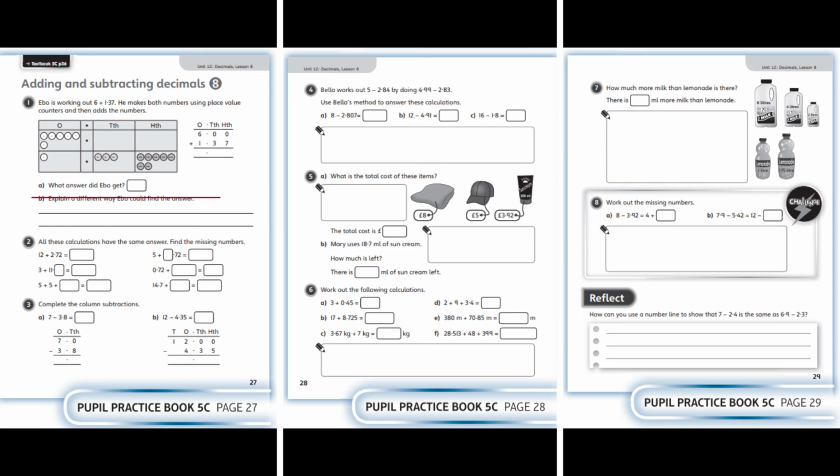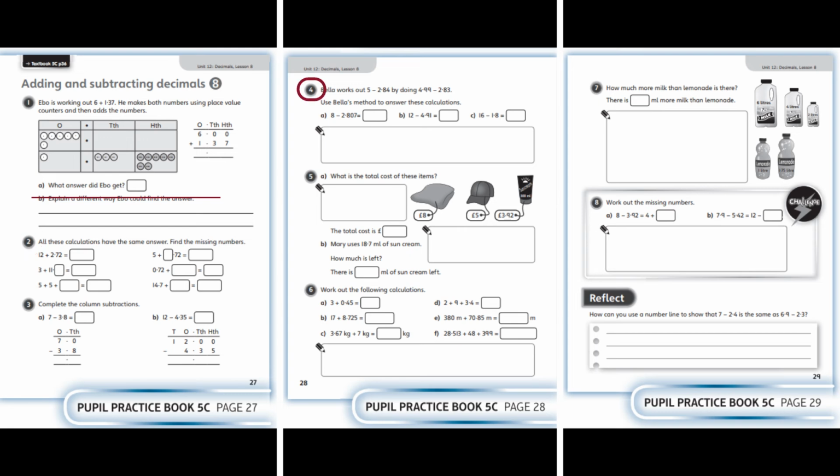For question 2, it says all these calculations have the same answer, and then you need to find the missing numbers. Well, to do this one, solve the first one first, because then when you find the answer, you can take that answer and then just put it in as the answer for all the rest of them. And then when you know what the answer is for the rest of them, you just need to figure out what the missing number in between is. So what do you need to add or what do you need to subtract to get to that answer? All of them will have the exact same answer.